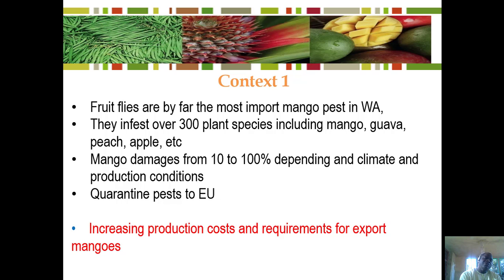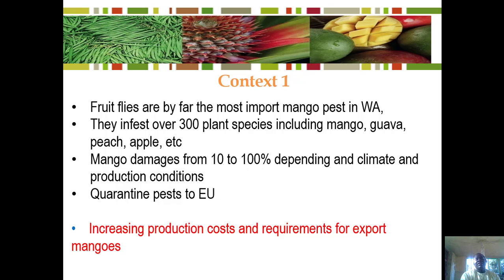They infest over 300 plant species including mango and guava from the tropical zones, and peach and apple from temperate climates. Mango damage ranges from 10 to 100% depending on climate but also on production conditions. Fruit flies are quarantine pests to the European Union.